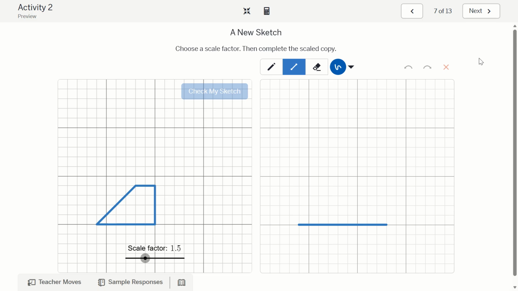You guys are going to draw out the shapes for 0.5 and for 1.5. And then when you're done, you're going to give me a thumbs up so we can move on to the next part. Go.